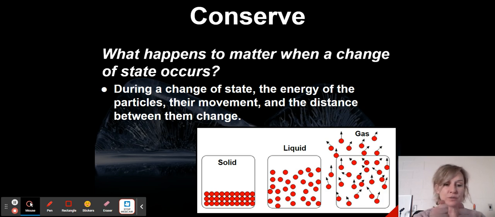Solids are fixed in place, with very little movement and a little bit of energy. Then as you gain energy, temperature, or heat, you start to get more particle motion, more energy. Then, as you change from a liquid to a gas, they're bumping all over each other. We've got more energy, more heat. There, we're at a gas.